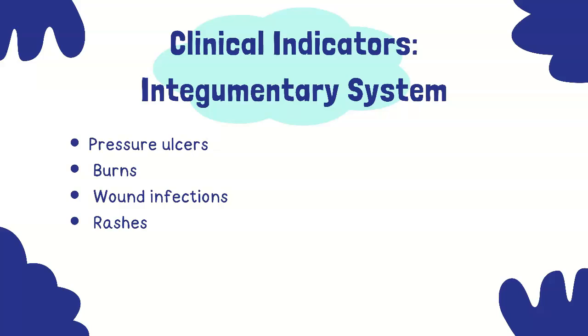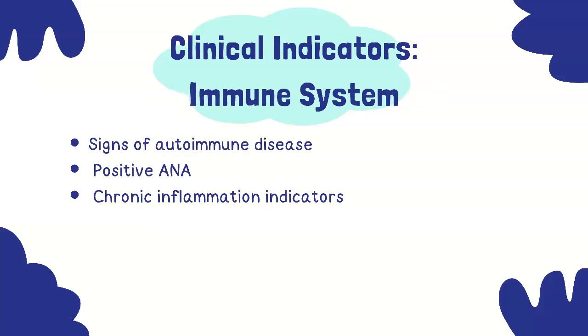Burns, we need to know the degree, the size, the location, right? It's critical for us coding the severity, but also for treatment purposes. Wound infections are characterized by redness, swelling, drainage, and increased warmth around the site. Rashes could signal allergic reaction, infection, or autoimmune disorders. And so that's it for that.